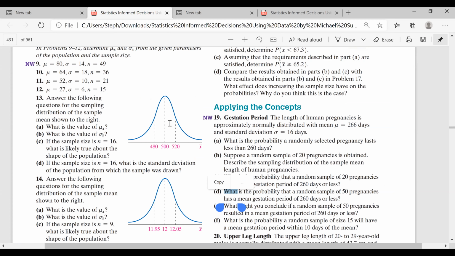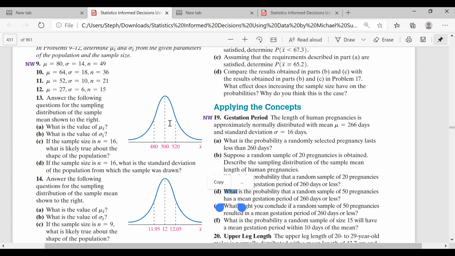Oh, I think I was looking at the wrong one. So the value of the mean is going to be 500. The value of the standard deviation is going to be 20. Simple. I'm tripping. I don't know what I was looking at, honestly. Okay, so the mean is 500 and the standard deviation is 20, yeah.